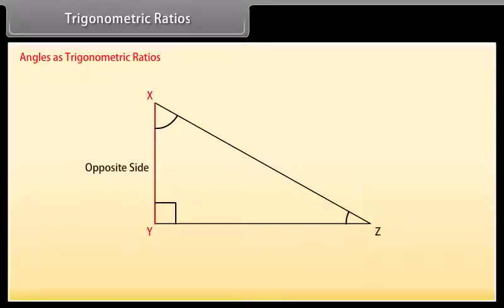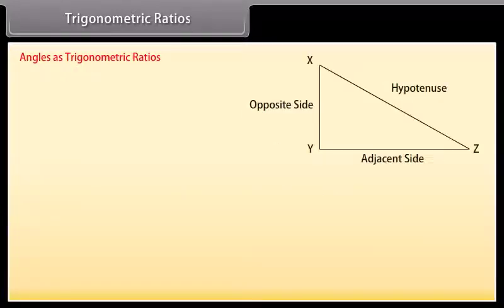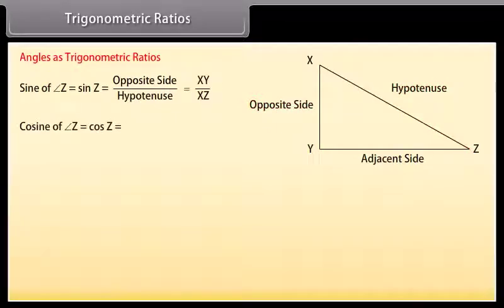XY is the side opposite to angle Z. YZ is the side adjacent to angle Z. XZ is the hypotenuse. Let us now express different measures of angle Z as ratios of the sides of triangle XYZ. Sine of angle Z is equal to sine Z, which equals opposite side upon hypotenuse. Cosine of angle Z is equal to cos Z, which equals adjacent side upon hypotenuse.